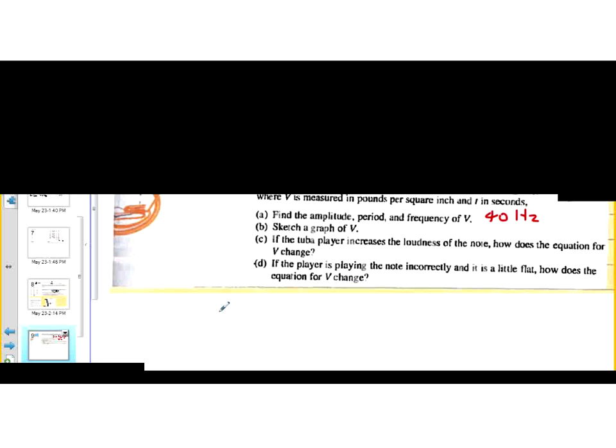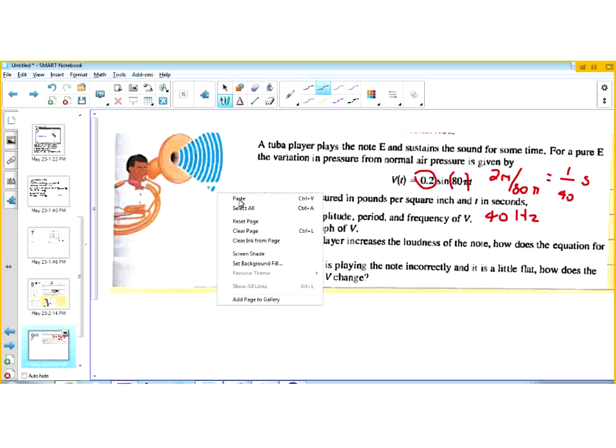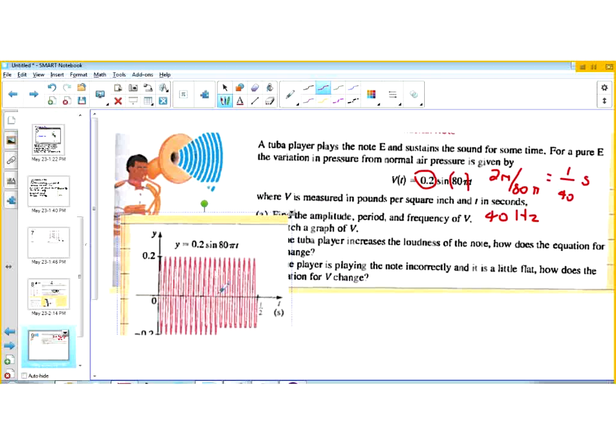So let me pull that for you. So here's the sketch over a half a period at least. Over half a second, that is. Okay, so over half a second you'll have 20 periods. Okay, 20 periods, and then you can see it ranges from -0.2 to 0.2. So there's the graph.